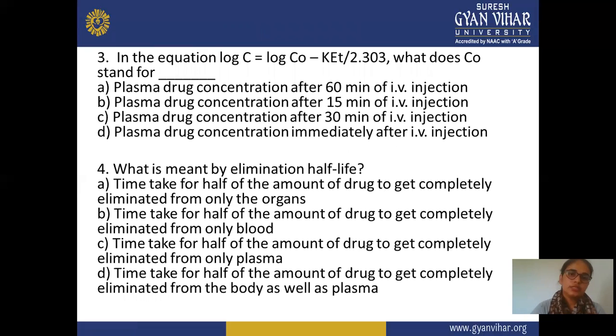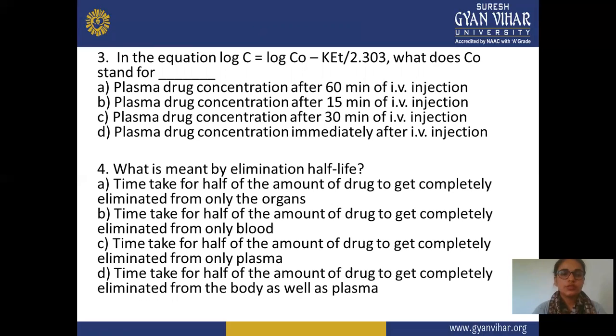Next, third question: in the equation log C equals log C0 minus Ket divided by 2.303, what does C0 stand for? A is plasma drug concentration after 60 minutes of IV injection. B is plasma drug concentration after 50 minutes of IV injection. C is plasma drug concentration after 30 minutes of IV injection. And D is the plasma drug concentration immediately after IV injection.